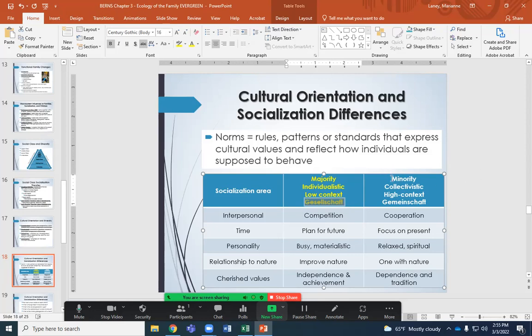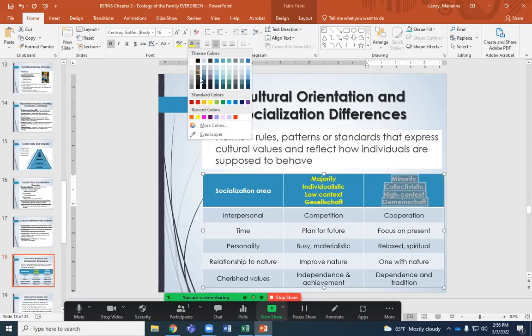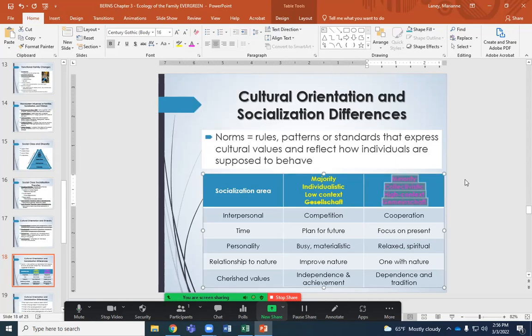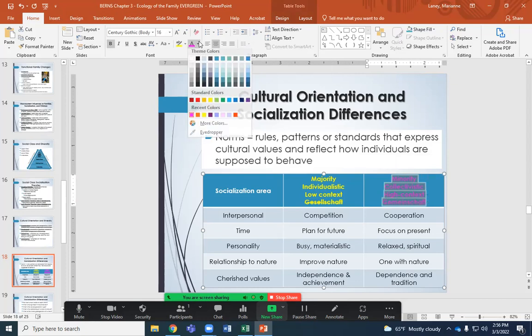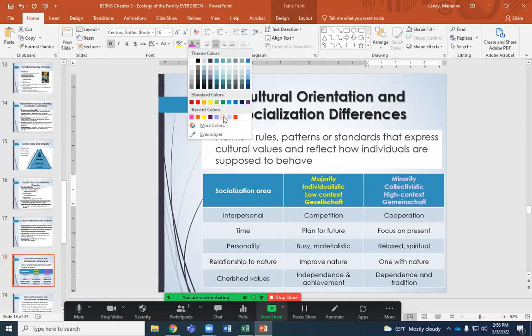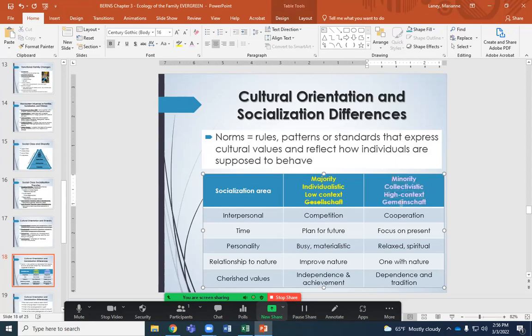The minority is like the subcultures. We have America, but we have all these little subcultures, which are more collectivistic, more high context. And let me make this a color. Let's make this super hot pink. It's hard to read, so I'll make it a lighter pink. That sounds good. Okay, and then I will cross this out right here.